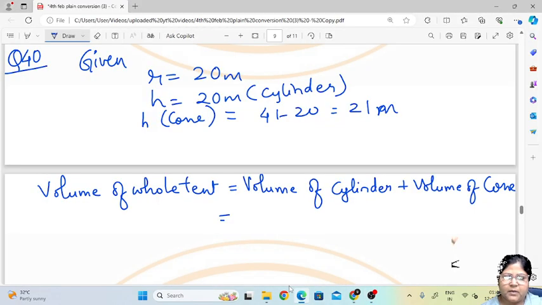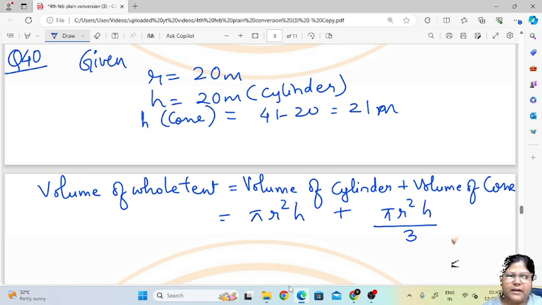Okay, pi r square h plus cone is how much? Anyone can tell me? It is pi r square h but upon 3. But remember, both the radius is same but height is different. So one h I will write as capital H for the cone so that you can make out the difference.